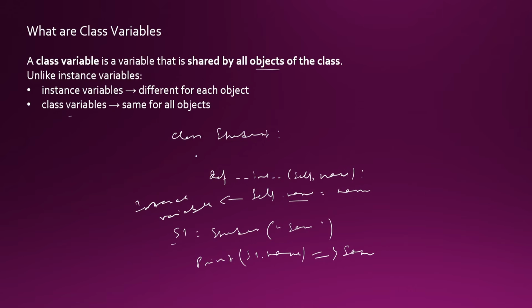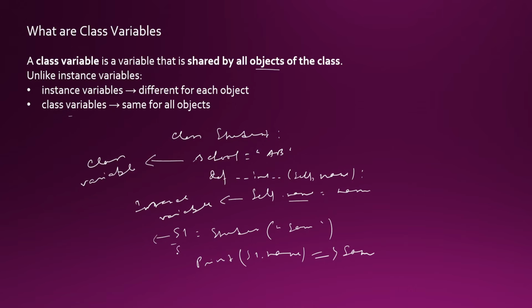But if I mention one variable here, suppose school equal to ABC. Now see, I am mentioning this variable inside my class but outside any method. This time this variable is called a class variable. Always remember, we need to mention our class variable inside our class but outside of any method. Now this school variable is shared by all the objects, and it will have the same value.